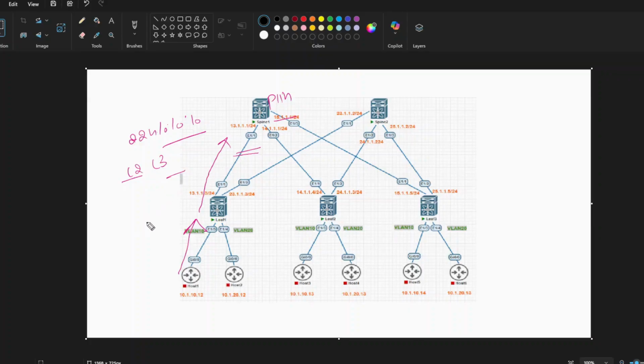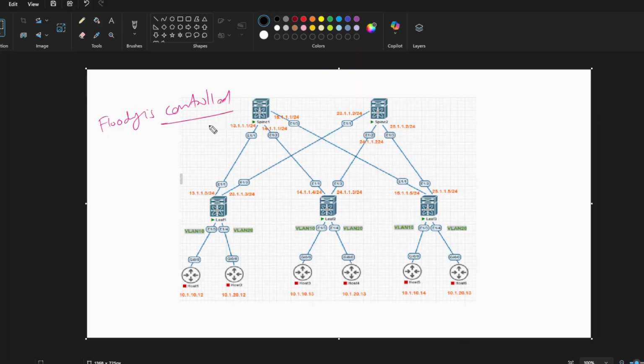Earlier, in the EVPN head-end replication, Leaf 1 was responsible for creating the multiple copies. But now in multicast, Leaf 1 sends only one copy to the multicast group, that is 224.10.10.10, and now the network core performs the replication. Second thing is that flooding is now controlled, which is another important advantage.